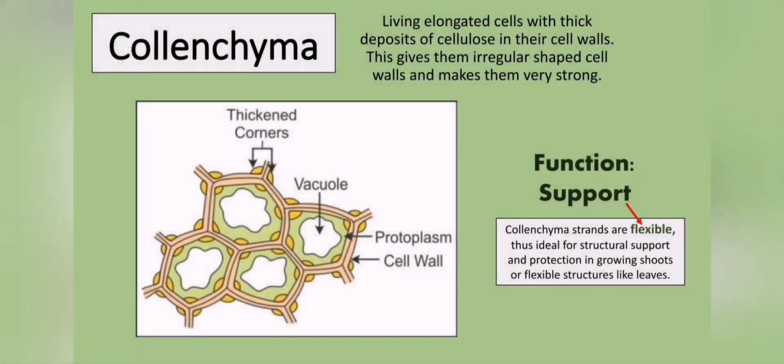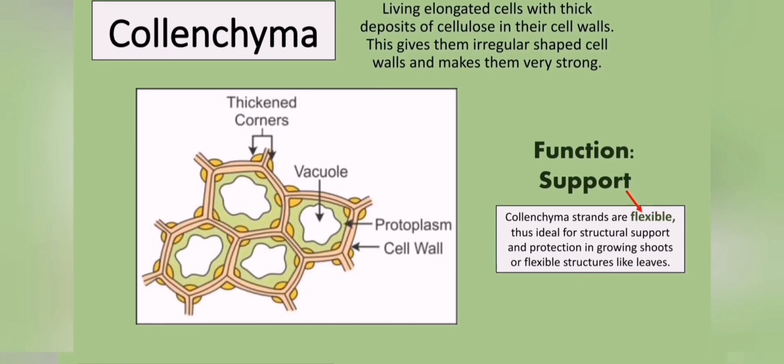The next tissue, collenchyma, is made up of living elongated cells, so they are lengthy. They're long, like little columns. Now, their appearance is that they have thick deposits of cellulose in their cell walls, which gives them an irregularly shaped cell wall, and that makes them very strong. Now, you would find them in growing shoots or around leaves because they are strong yet still flexible, so their function would just be for support.